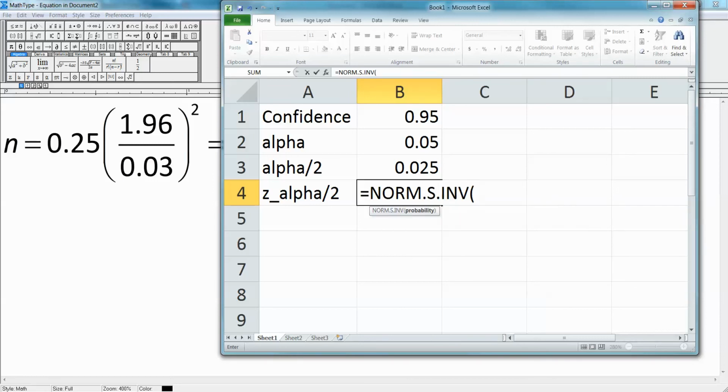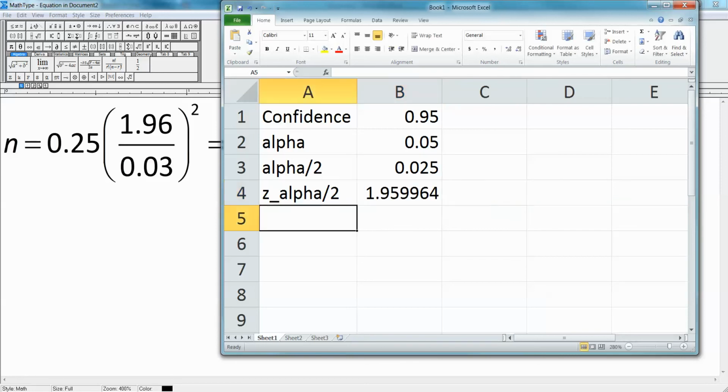The old one didn't used to have that. So if you're working off the old function, you'll have to say 0 and 1 for your mean. Here it'll be norm inverse, and then the probability would be, technically, 1 minus 0.025, comma 0, comma 1, if you're working off the old system.